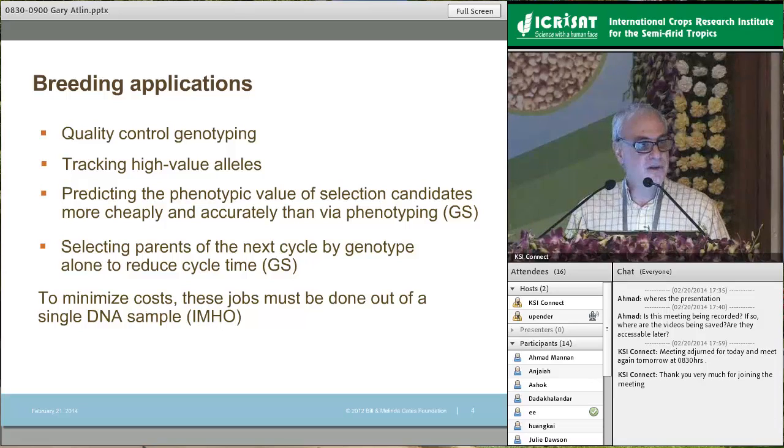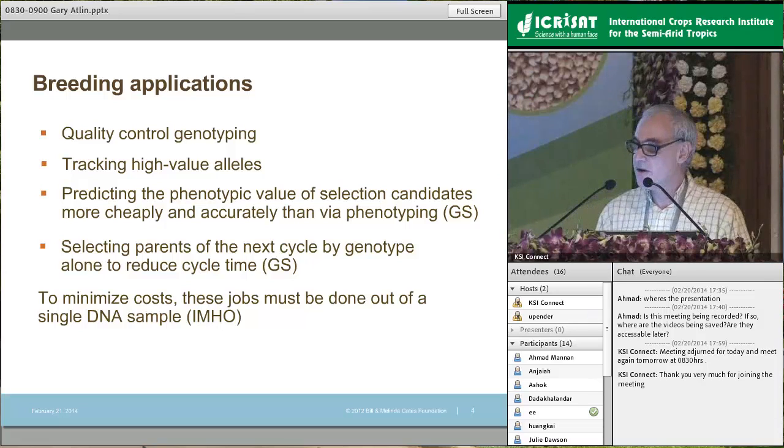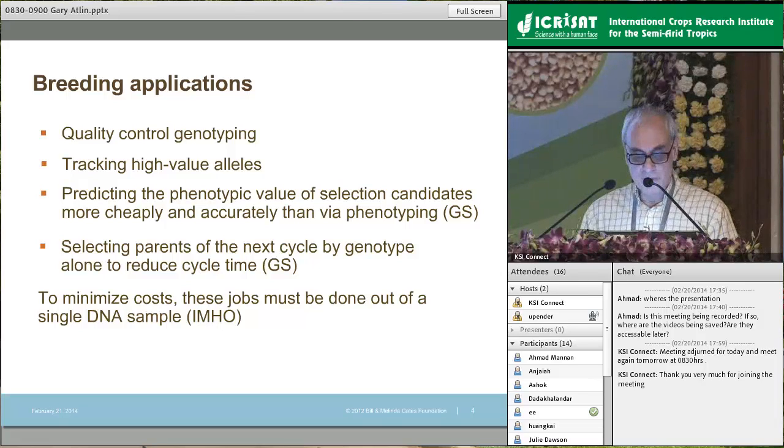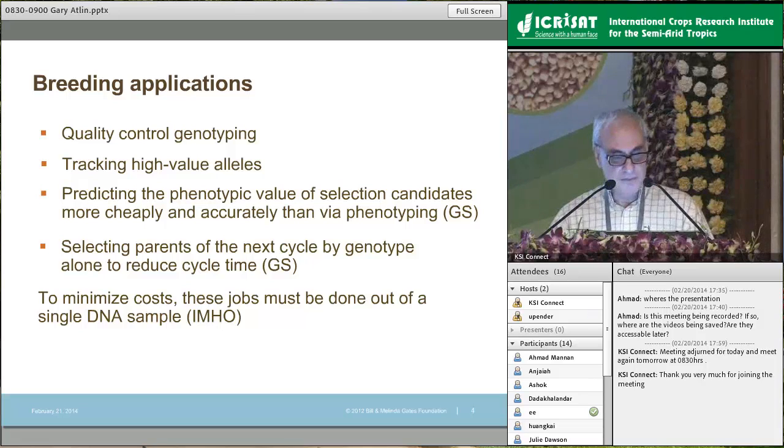These all require a genotype, and I think to minimize costs, they should be done out of a single DNA sample. I was told by a young person that IMHO means in my humble opinion when I got an email. So I'll use that sometimes to indicate that this is my opinion, and I realize that it's context dependent, but I think this is the way we're going.